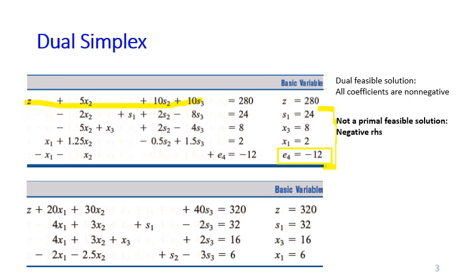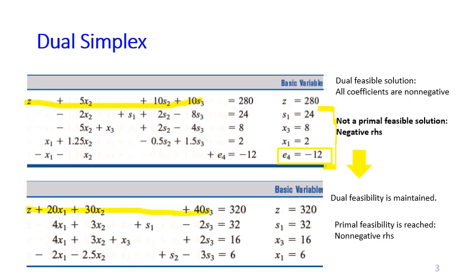We will perform the dual simplex such that the dual feasibility is maintained. We do not have negative coefficient in the row 0, but then we reach the primal feasibility. We do not have a negative right-hand side. So you notice here the key now for dual simplex is in the right-hand side. We have negative right-hand side, and then we perform the algorithm until we do not have negative right-hand side anymore.